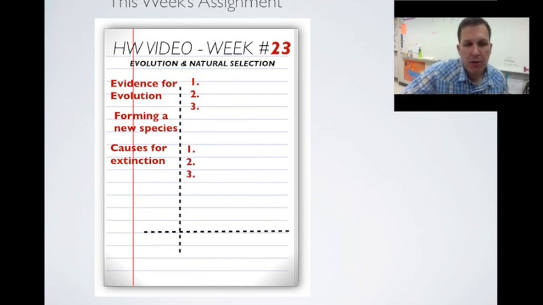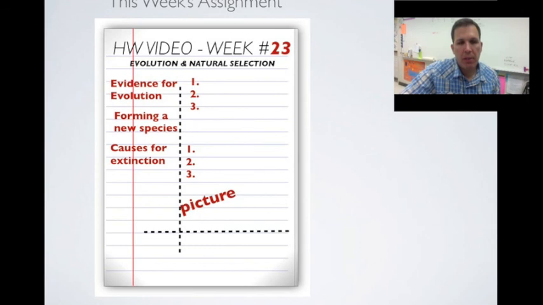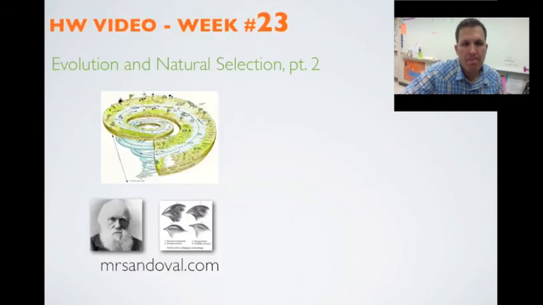And finally, on your notes, I want you to draw a picture that summarizes or relates to anything that we talked about in this video. All right, you can leave the summary blank. We're going to be talking about that in class. So bring these notes in, make sure they're neat, make sure they're complete. And this is, again, week 23, Evolution and Natural Selection Part 2, covering Chapter 10 in the book if you want to look at that.